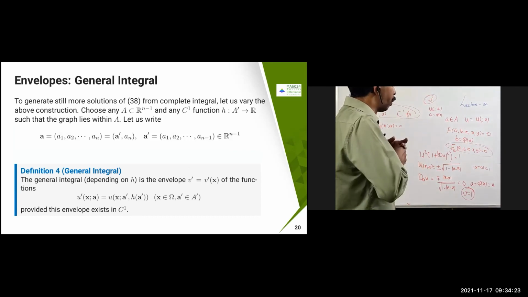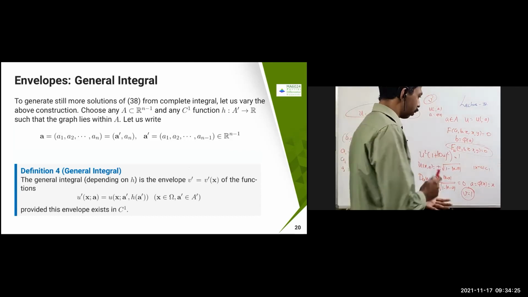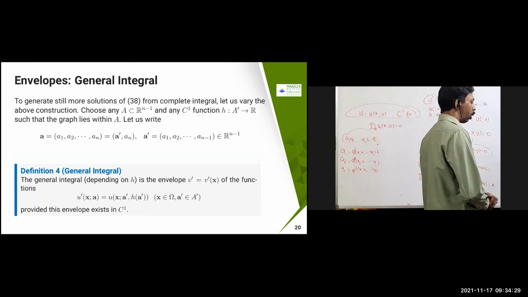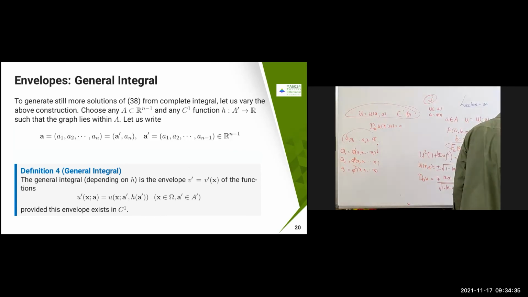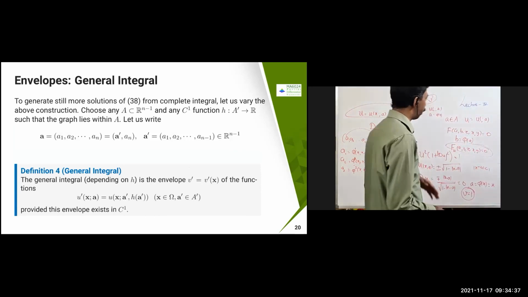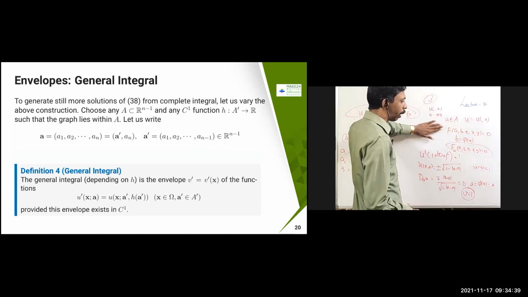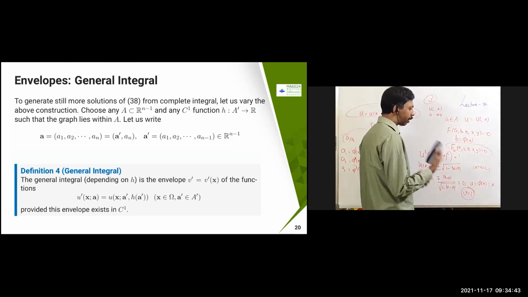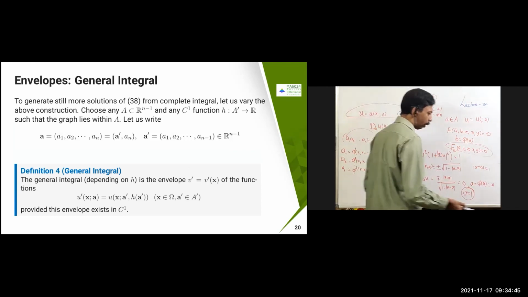Suppose you are able to generate some more solutions, not only this one. If you want still more solutions, you can generate them from the complete integral. What we can do is vary the construction that we did over here. Let us see how we do that. Again, the same kind of things we are going to repeat.